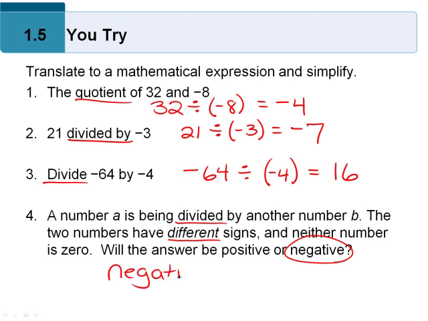Okay? And that should be about it for section 1.5. So remember these rules for multiplying and dividing. If the signs are the same, the answer is positive. If the signs are different, the answer is negative. And that's it.